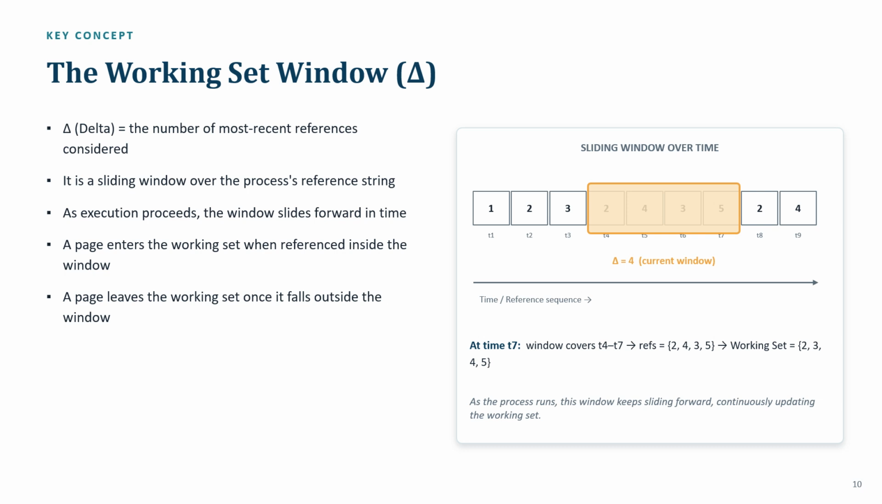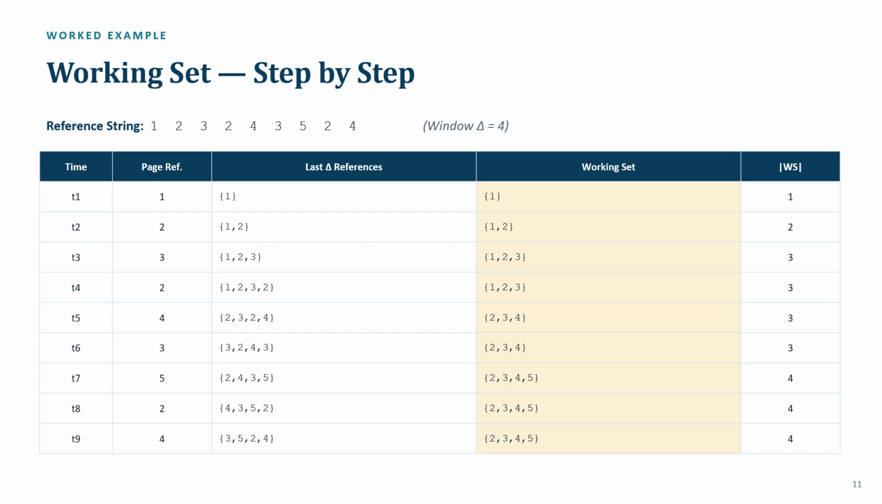Now, discussing further, we will take an example. Here is an example of the working set step by step. First we will consider the reference string. In our string the numbers are 1, 2, 3, 2, 4, 3, 5, 2, 4, and our window has a size of 4, so our window size delta is 4. Now at time t1 we can only access one page, so the last reference would be 1 and the working set is 1.